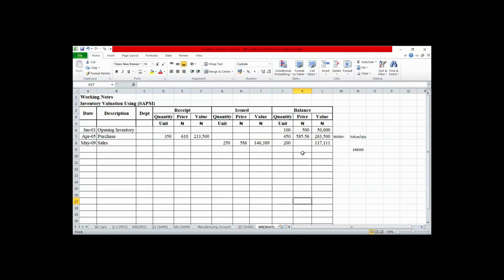So which of the figures are we now using? If I want to do it, use this one, 585.56. You will get the same thing that I've done. Use that figure. What do you have? Okay, 585.56. It's still approximating it to 146,390.